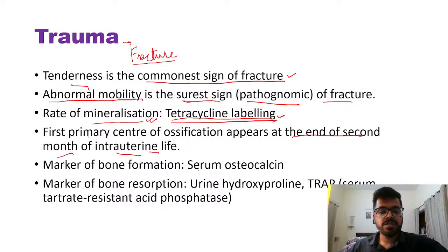Marker of bone formation is serum osteocalcin. Serum osteocalcin is a marker of bone formation. Marker of bone resorption is urinary hydroxyproline and TRAP, that is serum tartrate resistant acid phosphatase. It is released from osteoclast.